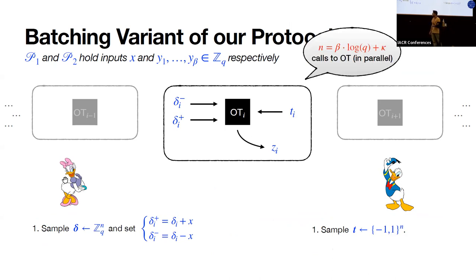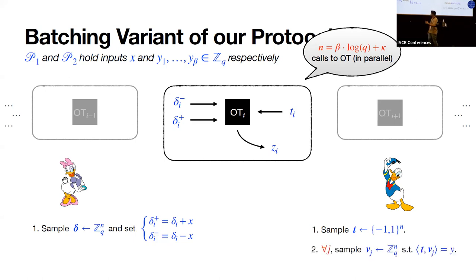How many more? So the number N depends on the batch size, and the parties are required to call the OT an additional log Q times. Okay, I don't have a lot of time, but okay.